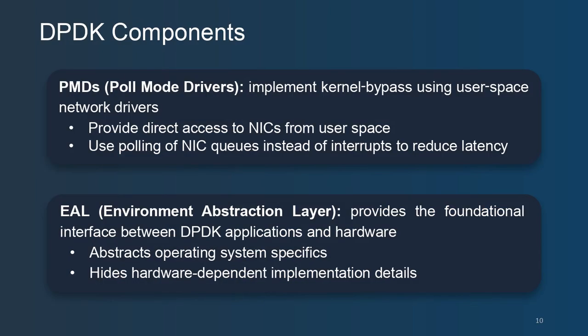Let's look at the DPDK components. Here are the first two core DPDK components. The first is PMDs, poll mode drivers. They implement kernel bypass using user space network drivers. PMDs provide direct access to NICs from user space and use polling of NIC queues instead of interrupts to reduce latency. The second is EAL, the Environment Abstraction Layer.